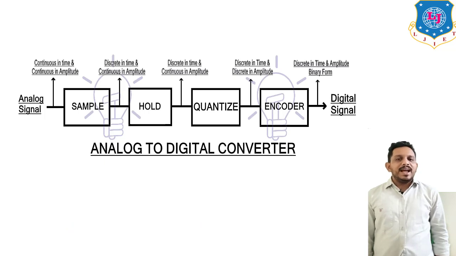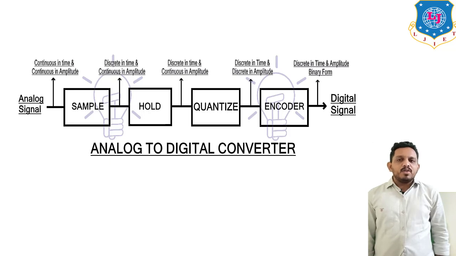Now let's see the analog to digital converter's block diagram. So first of all, analog signal is given to some sample circuit. So this sample circuit will sample out the data. Sample out the data means it will find the data at various values. So the signal given here was continuous in time and continuous in magnitude.